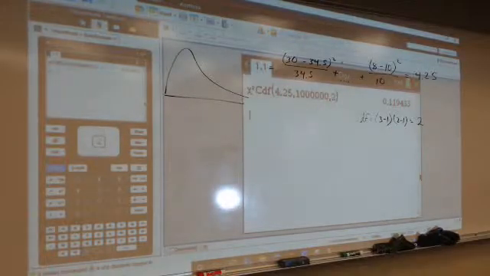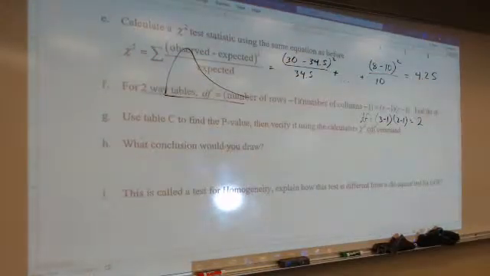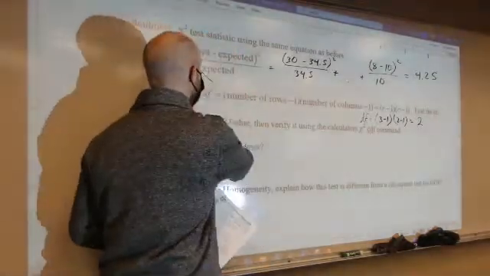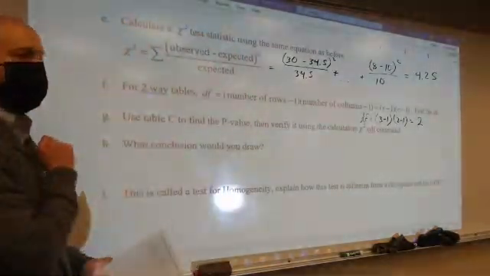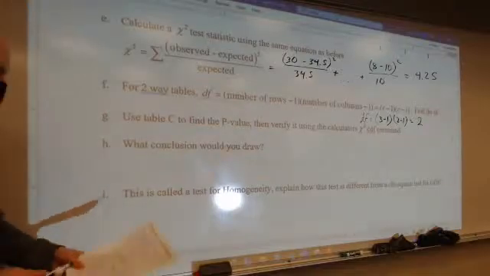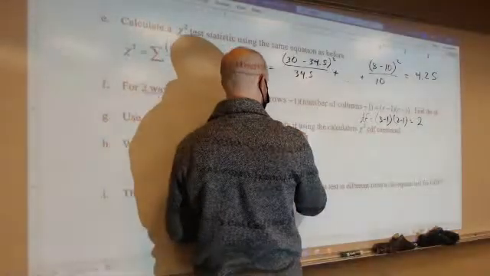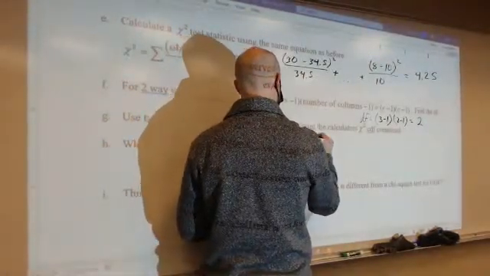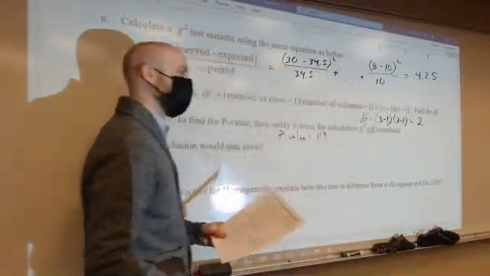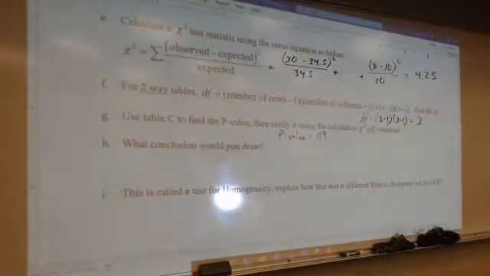So our p-value ended up being 0.119. That's a pretty large p-value. It's not less than 5%. Okay. So calculator p-value, table C, or calculator, and we get 0.119.